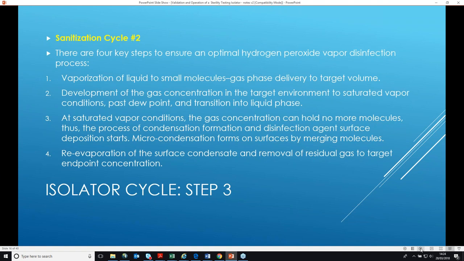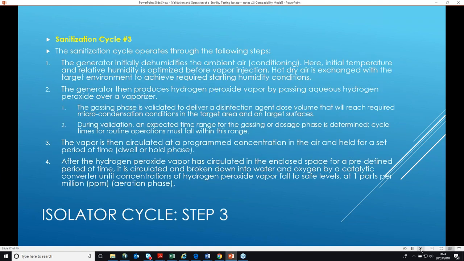Third, at saturated vapor conditions, the gas concentration can hold no more molecules, and thus the process of condensation formation and disinfection agent surface deposition starts. And finally, there's the re-evaporation of the surface condensate and the removal of the residual gas to the target endpoint concentration. So that's fine in theory. What does that mean in practice? Well, the sanitization cycle operates through the following steps. So first of all, the generator initially dehumidifies the ambient air, a process that's sometimes called conditioning.